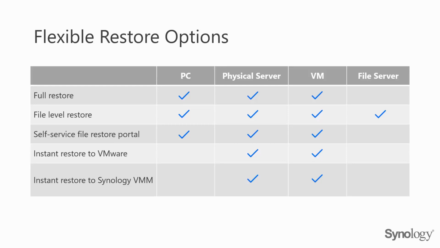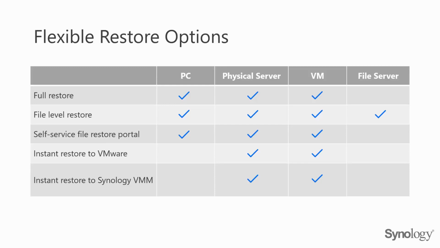File-level restoration is available through the Active Backup for Business interface for all 4 device types. The self-service file restore portal can be accessed on backups for PC, server, and VMware users, basically any of the imaged backups. Then we have a couple advanced options for integrating with our hypervisor, Virtual Machine Manager, as well as VMware vSphere. These options are available for both server backups as well as VM backups.